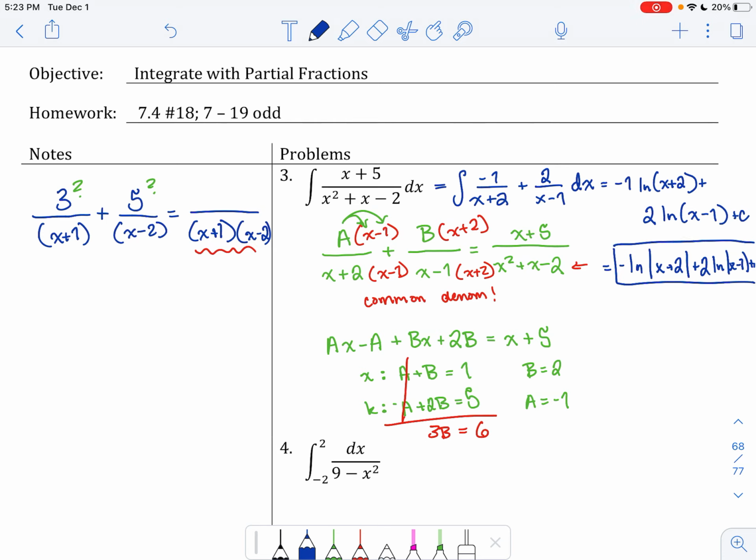So that's the nice thing with partial fractions. It just makes it a lot easier to integrate.